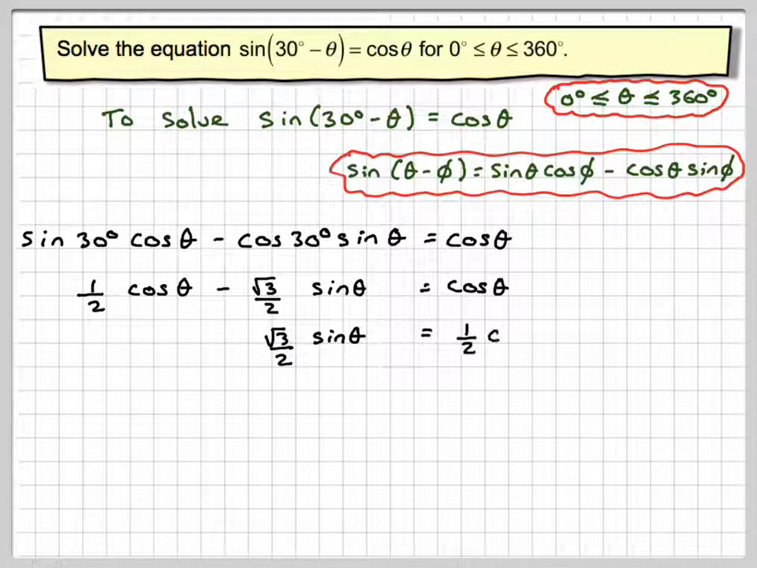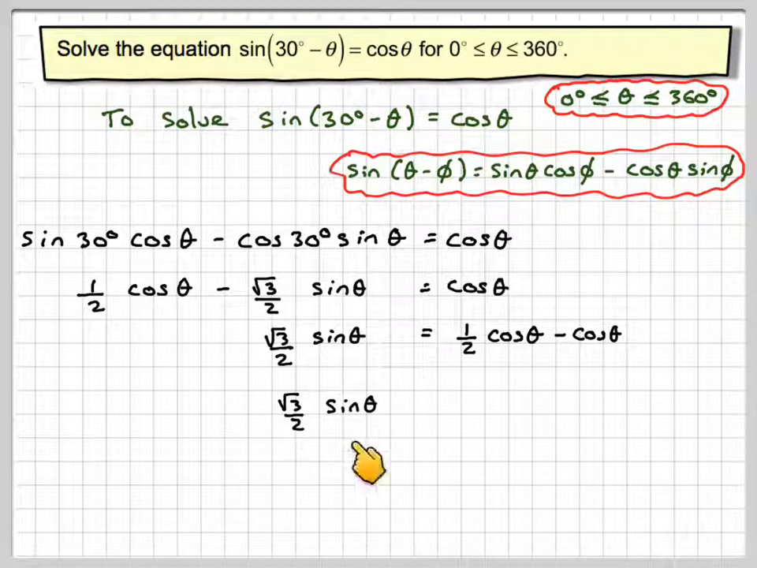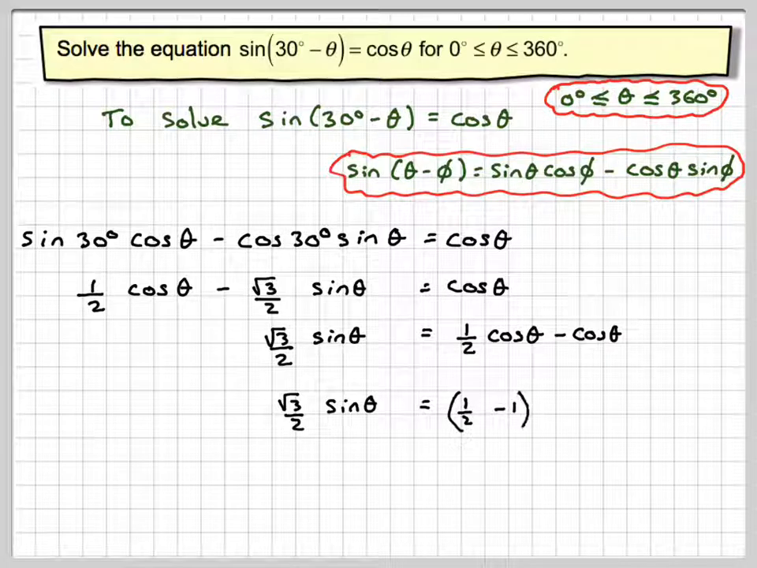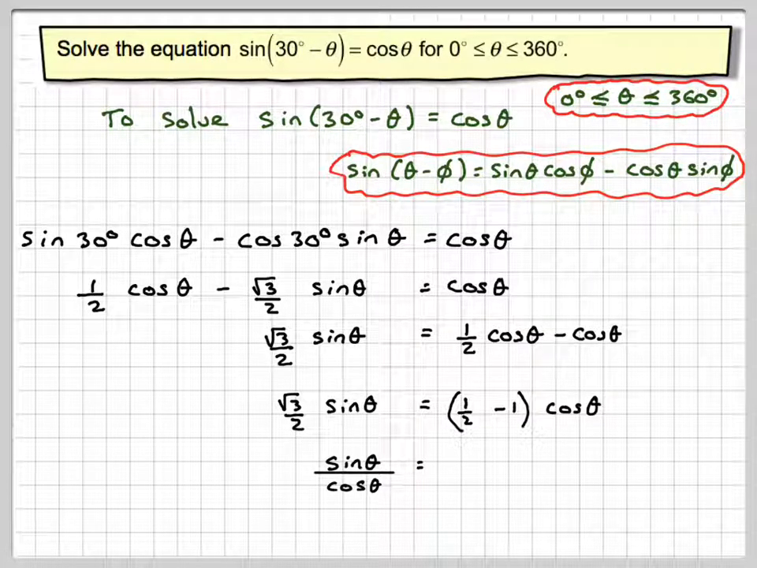So we're going to get a half cos theta minus cos theta. Common factor of cos theta, so we've got root 3 over 2 sine theta is equal to a half minus 1 cos theta. Now if we've got sine theta is equal to cos theta, then we need to be using tan. So we need to be using sine theta over cos theta.